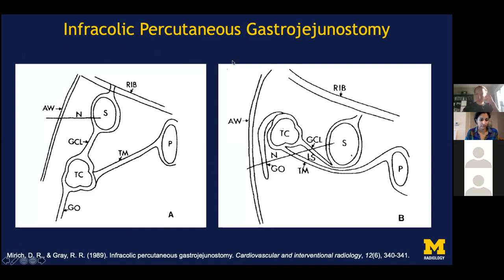So this is an interesting study that I had come across that described an infracolic approach to percutaneous gastrostomy tube, either gastrostomy or gastrojejunostomy tube placement. This approach has the needle go through the greater omentum here, the transverse mesocolon, gastrocolic ligament, and the lesser sac in order to get into the stomach. So I just thought that it was pretty interesting. Normally you would think, oh, there's not a good approach, but you can still access the stomach in this way, although it is a little bit riskier.